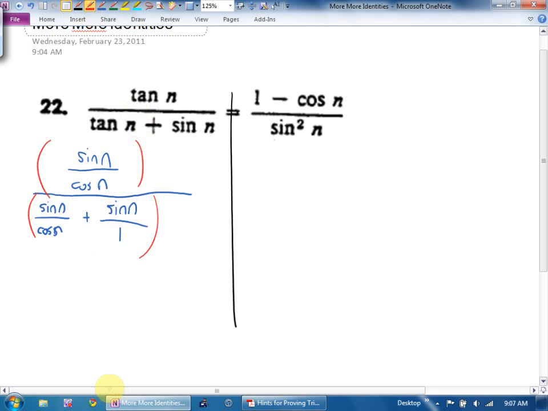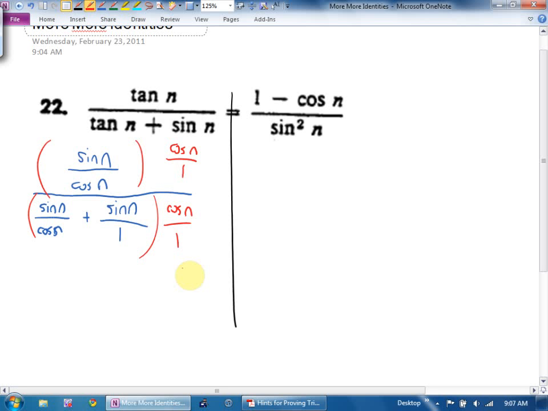I'm going to multiply by cos over cos. You can put it here, here, or you can put it here, here. I don't care. I usually have more room on the right side, so I'm going to go cos n over cos n, but to help me keep it all organized, I'll put 1 over 1.